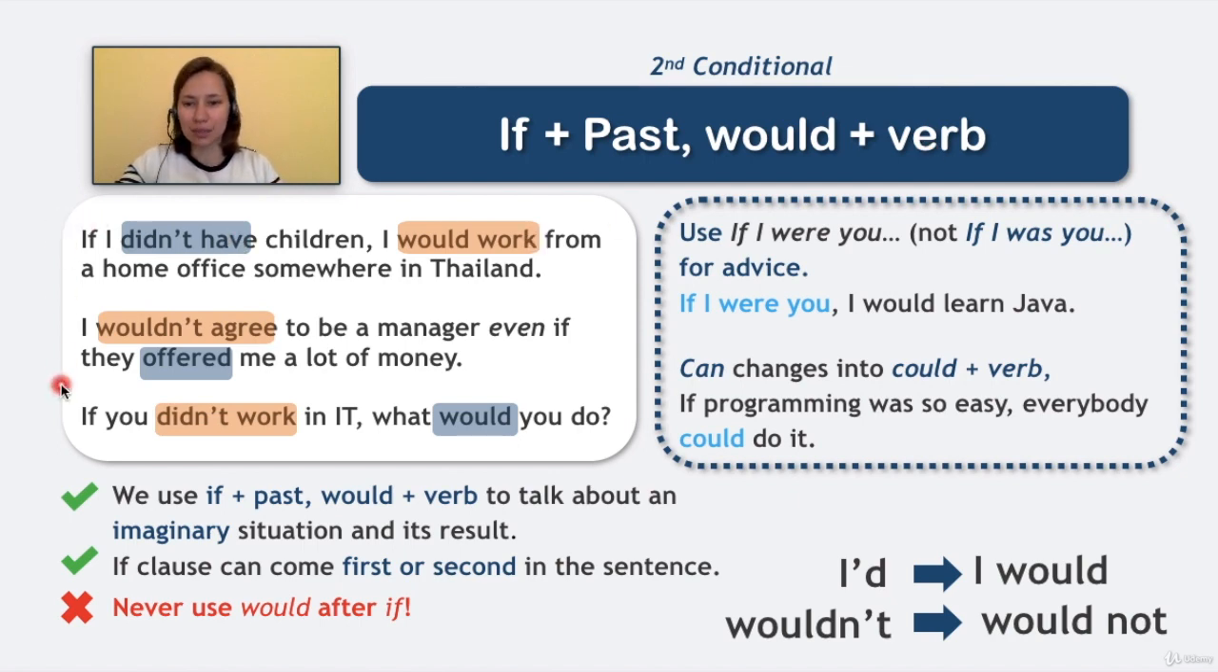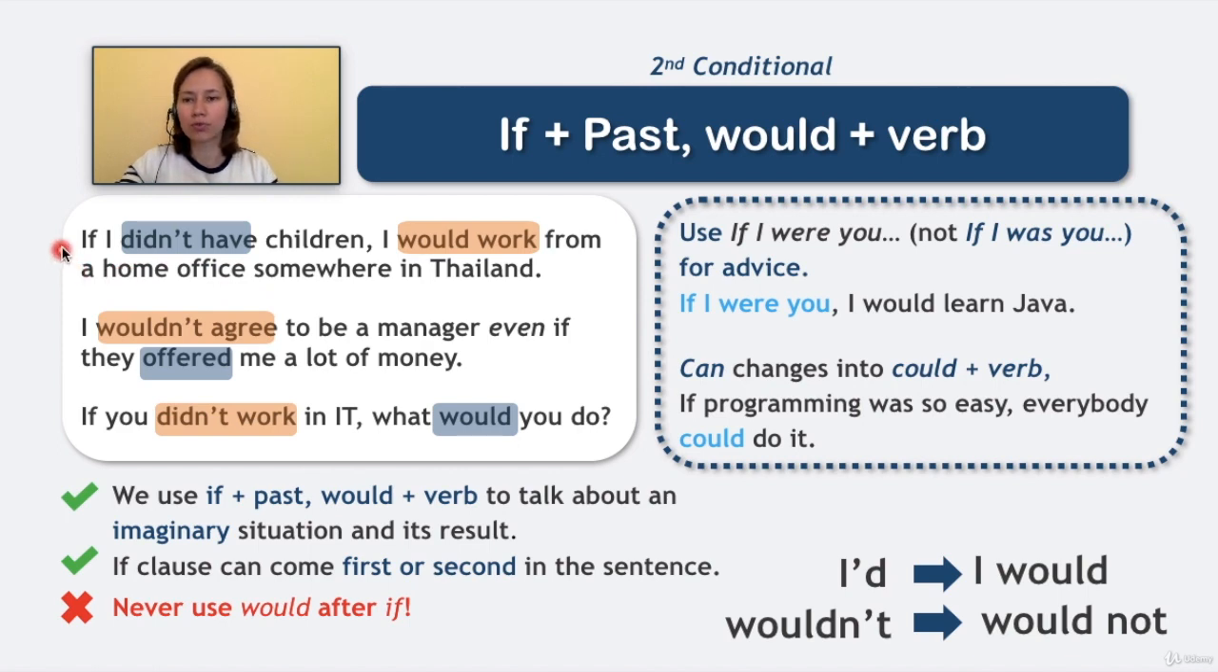Okay, let's read the examples here. If I didn't have children, I would work from a home office somewhere in Thailand. Okay, so you understand that this sentence is not true for today because this is just something that I imagine, the person imagines. That's why he uses if, and the past simple tense after if, didn't have, is the past. And in the second part of the sentence, you see would and the verb would work. Okay, this is a positive sentence.